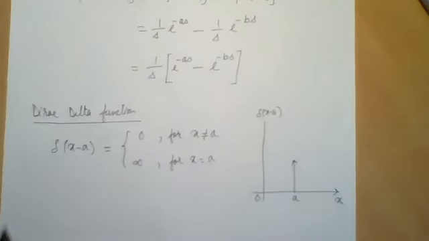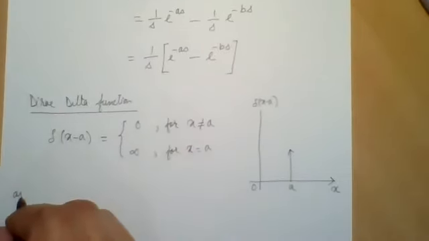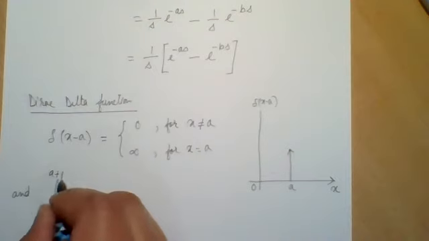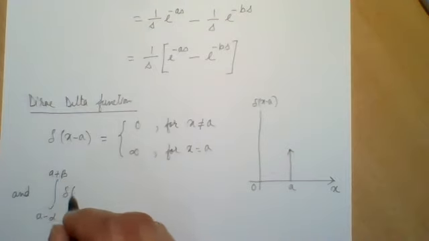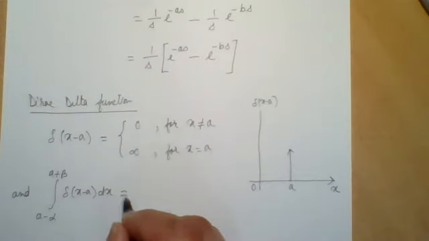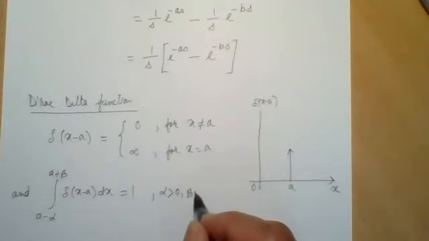The Dirac delta function is also defined through the following integral: the integral from a minus alpha to a plus beta of δ(x − a) dx is equal to 1, where alpha is positive and beta is also positive.